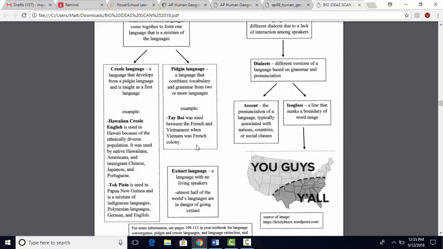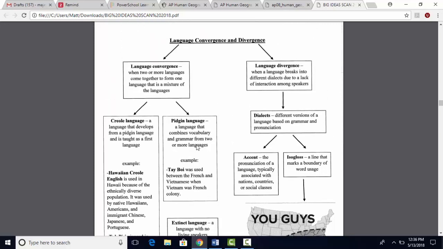Ethnically diverse population, many Hawaiians, Americans, immigrant Chinese, Japanese, Portuguese, and so they use that kind of bastardized language to communicate with one another. Another good example, Tok Pisin, Papua New Guinea, where you have a mix of all these different languages, and so they use this Creolized language that originally started as Pidgin between the folks that lived there, called Polynesians, and Europeans that were traveling there. Remember, other terms you need to know: an extinct language is a language that has no more living speakers. Almost half of the world's languages today are on the verge of extinction, so that is something we're desperately trying to preserve before that happens.